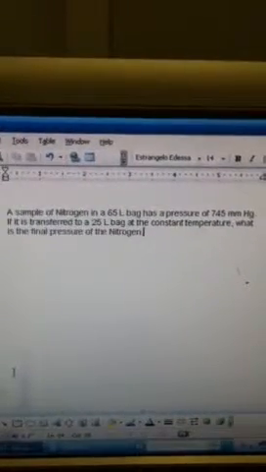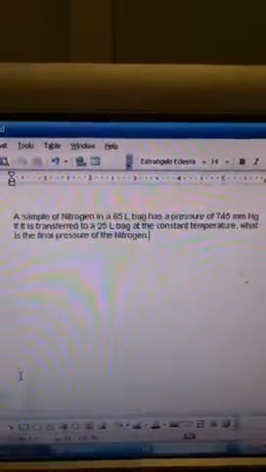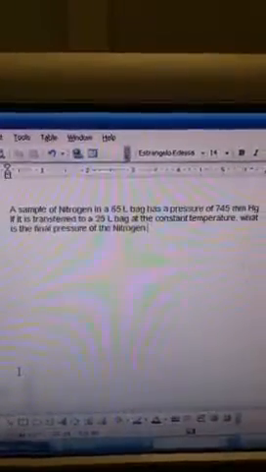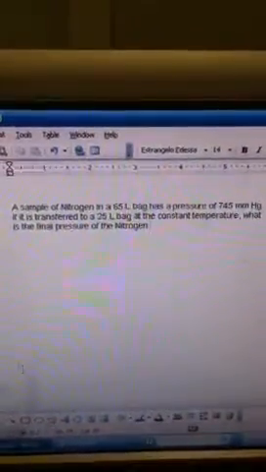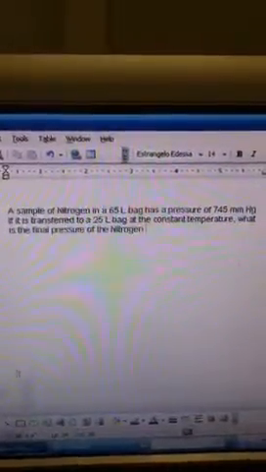An example of Boyle's law is a sample of nitrogen in a 65-liter bag has a pressure of 745 mmHg. If it is transferred to a 25-liter bag at the constant temperature, what is the final pressure of nitrogen?